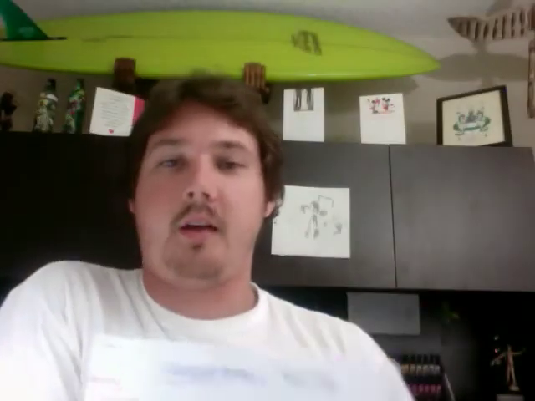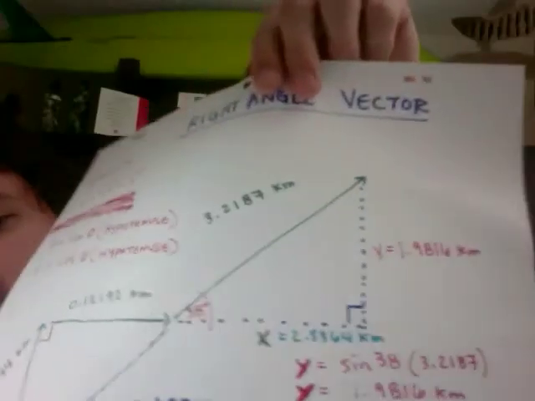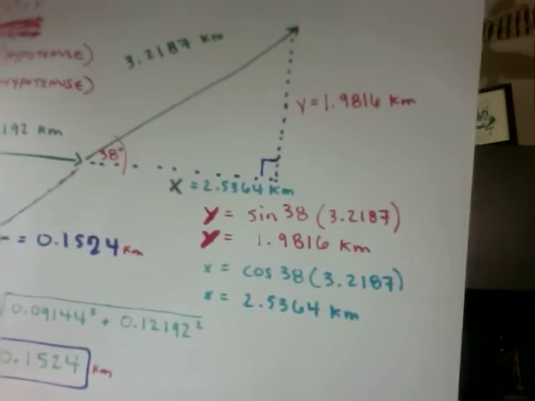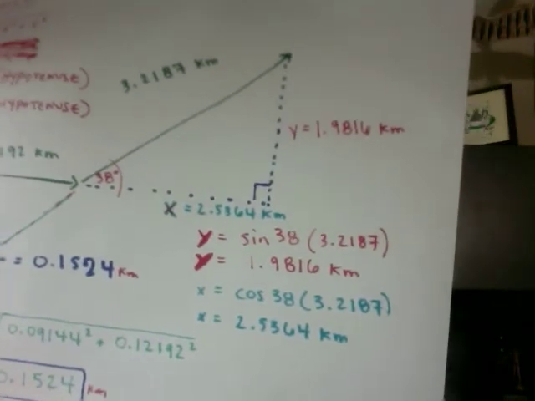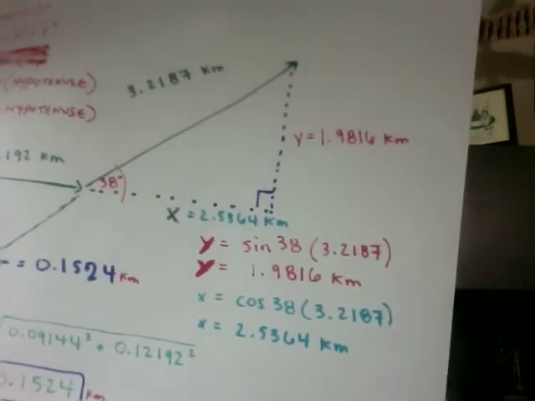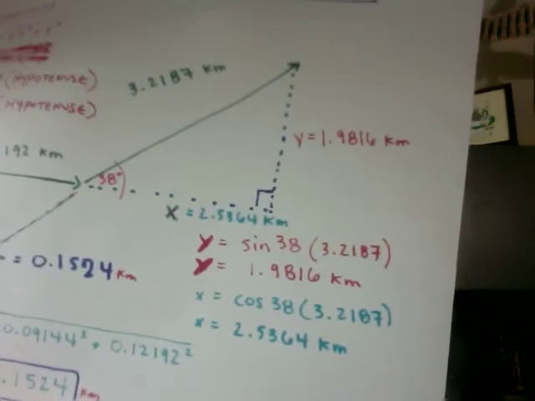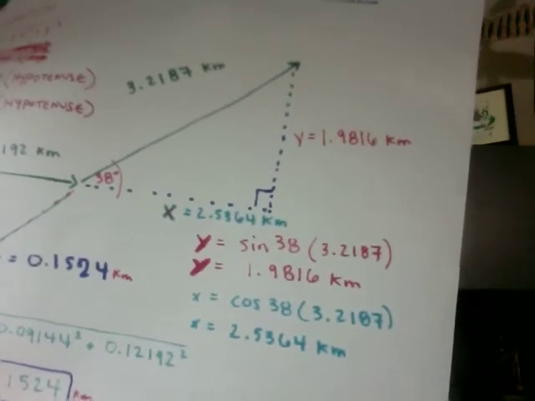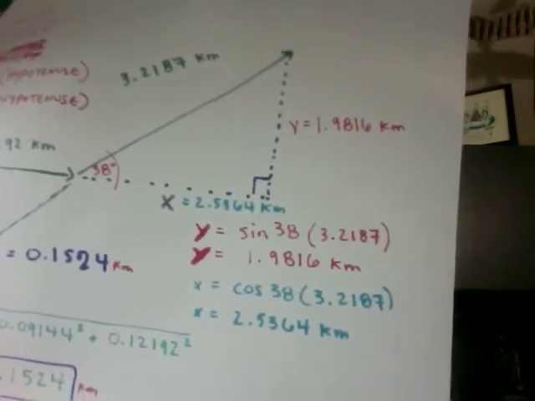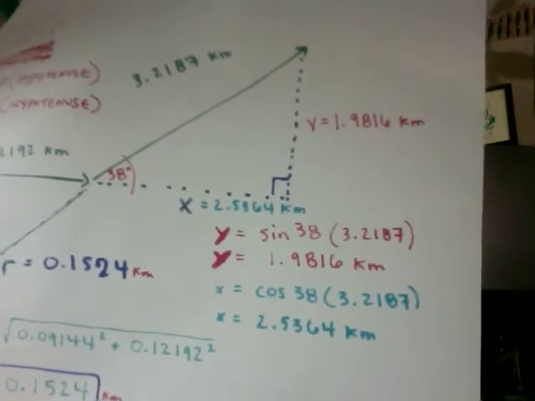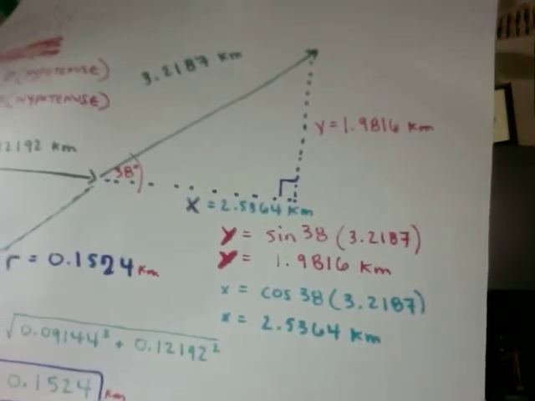Then for the top triangle, we actually need to set this one up as a vector and use the sine and cosine methods for solving this. What I've shown you on the bottom right here is you take the sine of angle 38 times the hypotenuse, which is 3.2 kilometers, multiply them to get side y is 1.9 kilometers. You do the same with x and you come out with 2.53 kilometers for x.